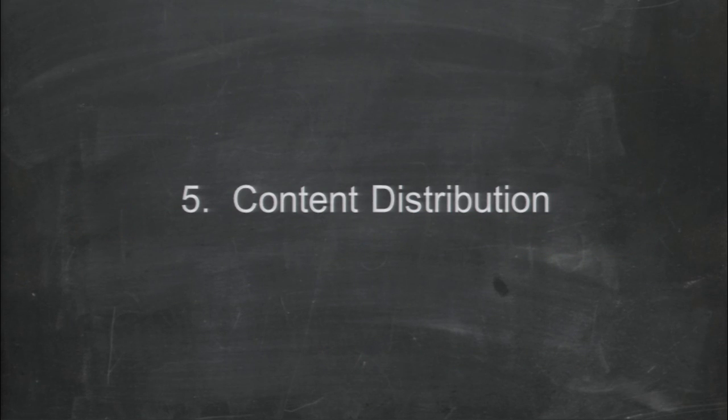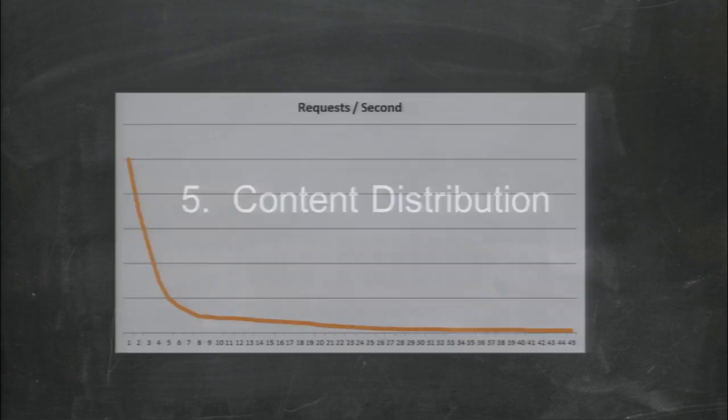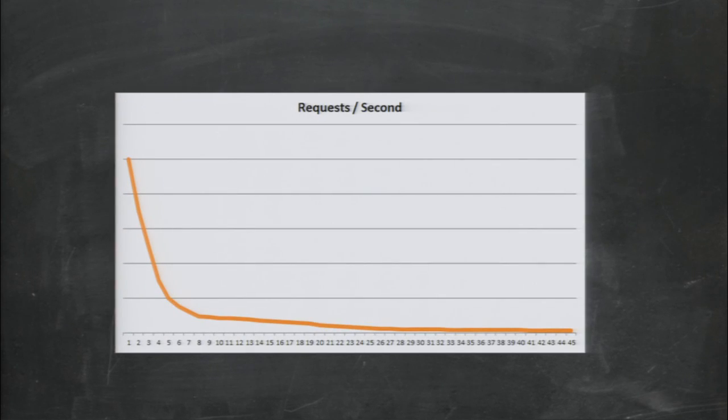Moving on. Content distribution. Lots and lots of customers use S3 for content distribution for all different kinds of use cases. This is a typical histogram of the popularity of an object for content distribution, where the y-axis is showing how many times the object was fetched, and the x-axis is your number of objects. And so this is a very typical curve.